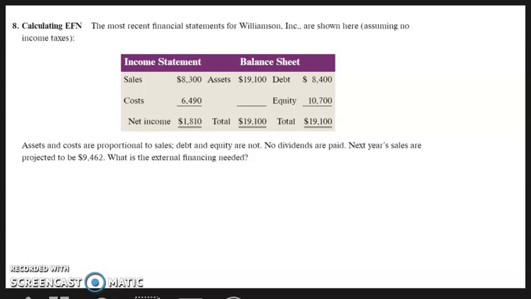Okay, this is chapter 3, problem 8 from Ross. It's an external financing needed problem. The most recent financial statements from Williamson Incorporated are shown here, assuming no income taxes. The assets and costs are proportional to sales. Debt and equity are not. No dividends are paid.